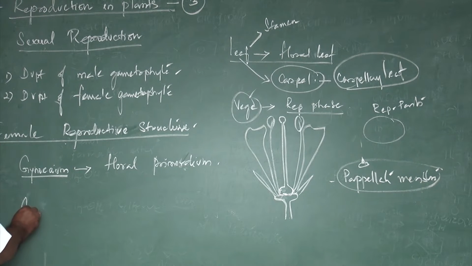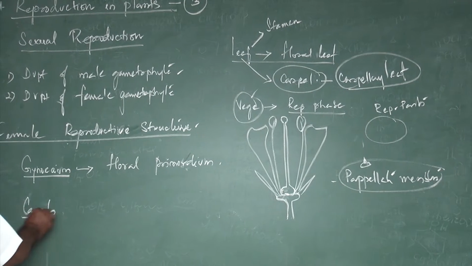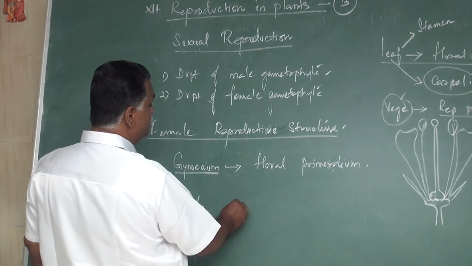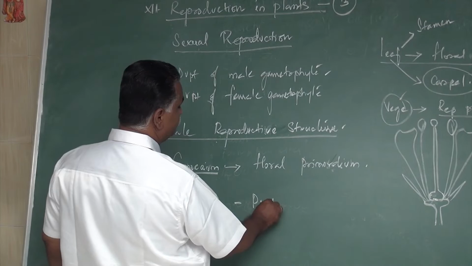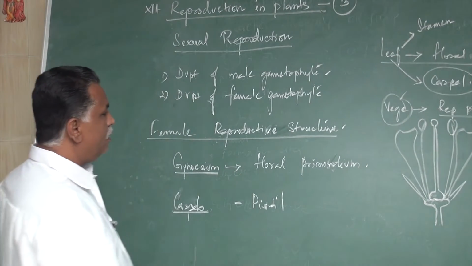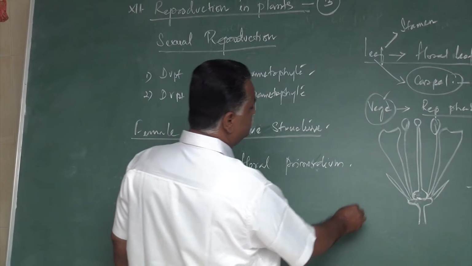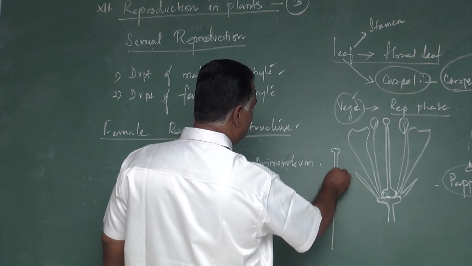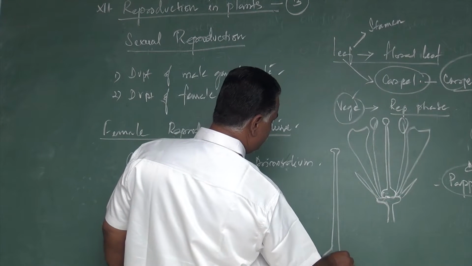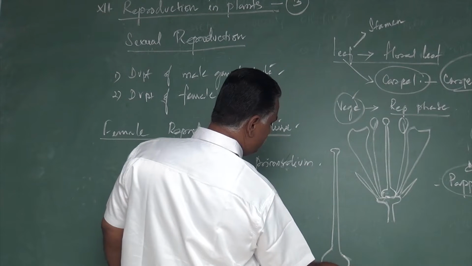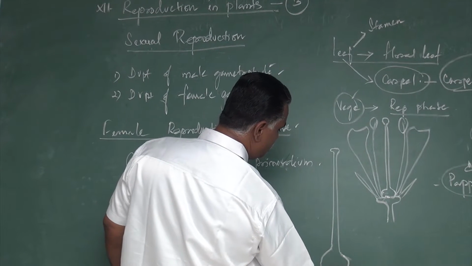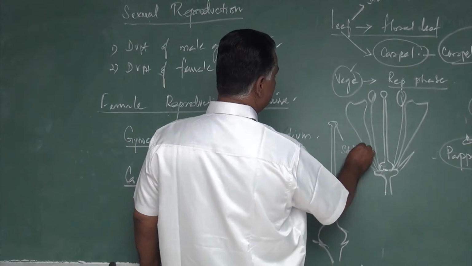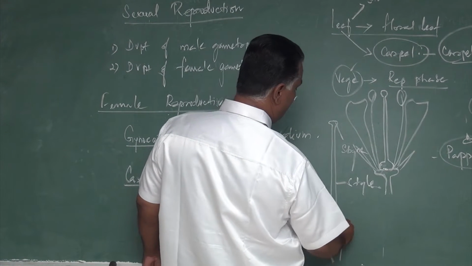It is made up of carpels or carpellary leaves. So for that I was explaining carpellary leaves. This gynoecium is also called pistil. Gynoecium is also called pistil. And what are the parts of the gynoecium? In the gynoecium, we have three important parts. The three important parts are stigma, style, and ovary.